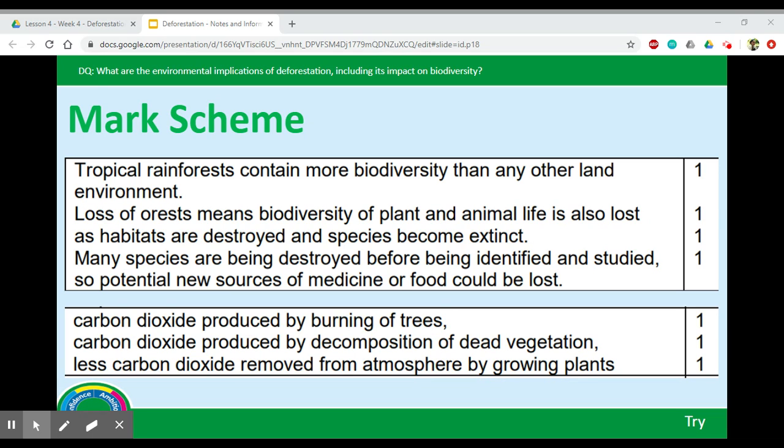And many species are being destroyed before they can be identified and studied. So animals that we have not even discovered yet are becoming extinct. And so new sources of medicine and food could be lost.